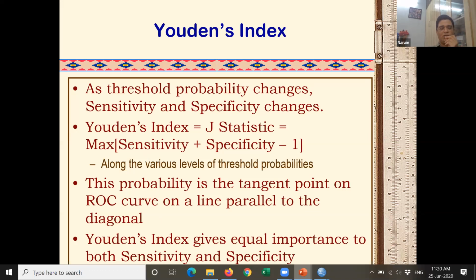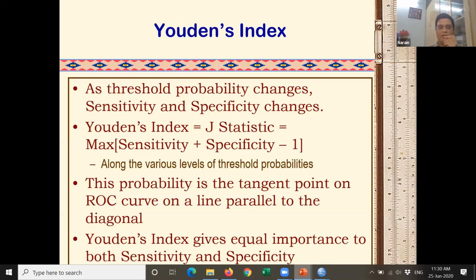For example, take corona testing. Having a false negative is more dangerous than a false positive. If the person does not have corona and you tell them the person has corona, that is a less severe case as compared to somebody who has corona and you say that the person does not have corona.